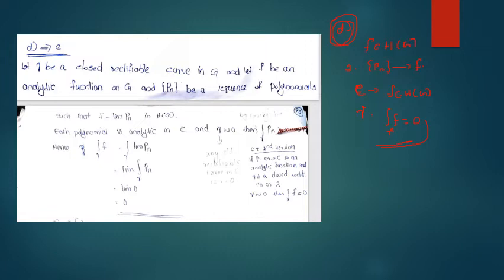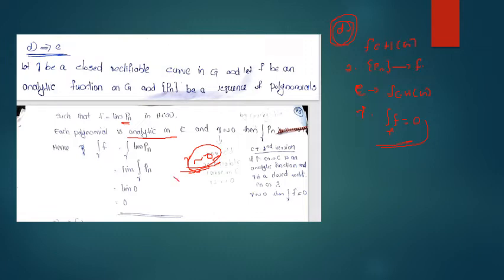Now we know that each polynomial is analytic in C, and gamma is a closed rectifiable curve in G. G is a simply connected region, so every closed rectifiable curve in G can be considered as homotopic to 0. From G being a simply connected region, any closed rectifiable curve we take will be homotopic to 0. So we can say that each polynomial is analytic in C and gamma is homotopic to 0.